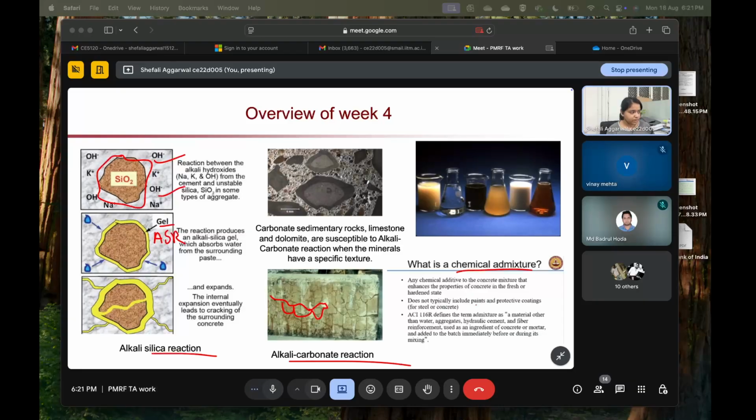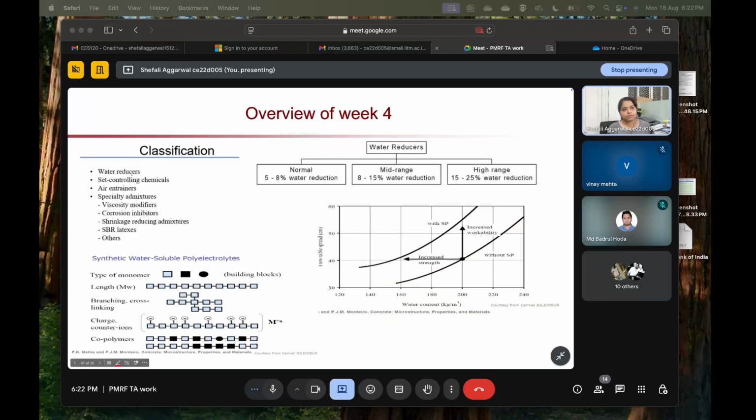So usually paints and protective coatings are not included in admixtures because they are surface applied, not mixed into the concrete. The main types of admixture which we are using in concrete are classified as water reducers, which reduce the amount of water required for making concrete, and set controlling chemicals, accelerators or retarders.